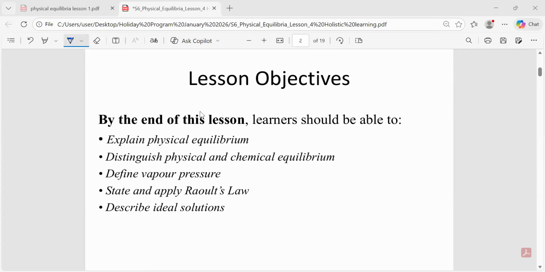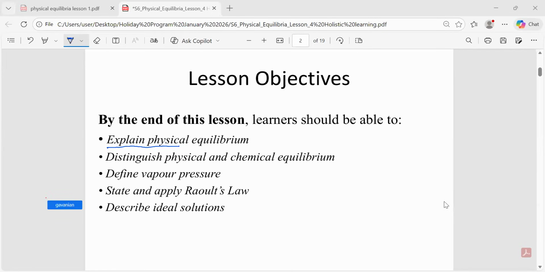So the lesson objectives. By the end of this lesson, we, the learners, should be able to: 1. Explain physical equilibrium. 2. Distinguish physical and chemical equilibrium. 3. Define vapor pressure. 4. State and apply Raoult's law. 5. Describe ideal solutions. Okay, thank you very much.